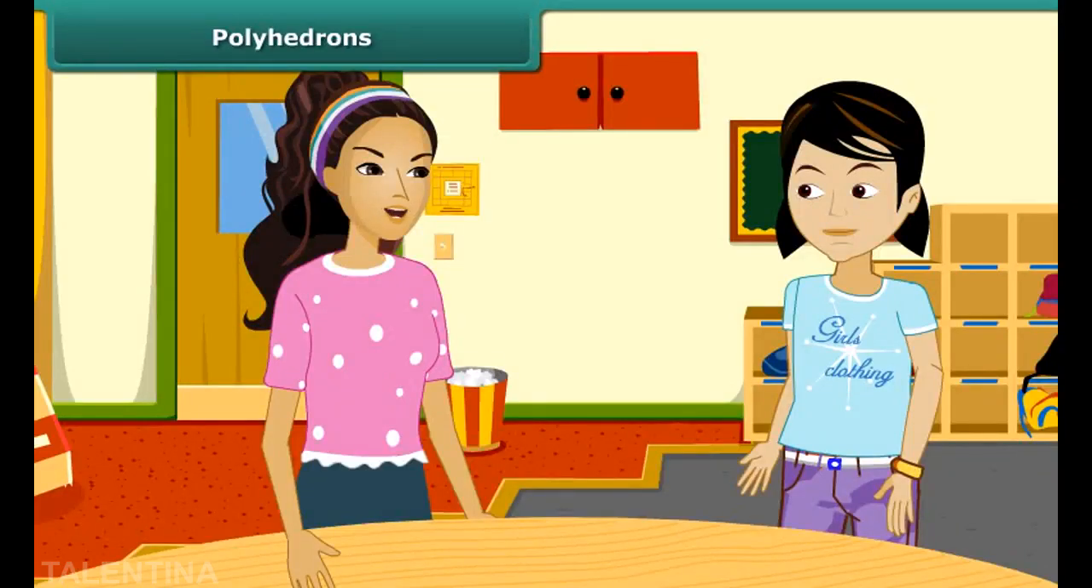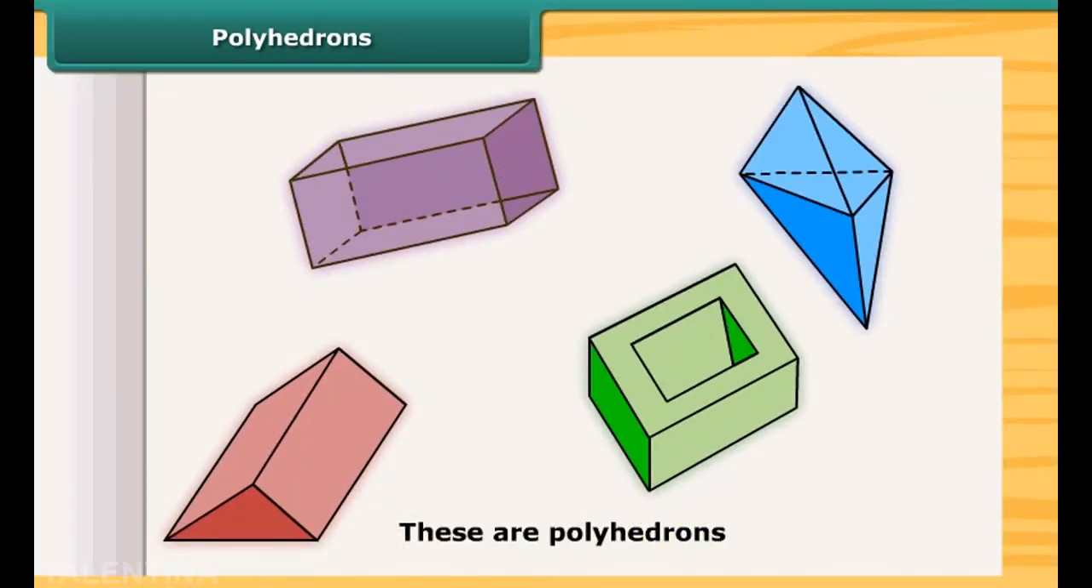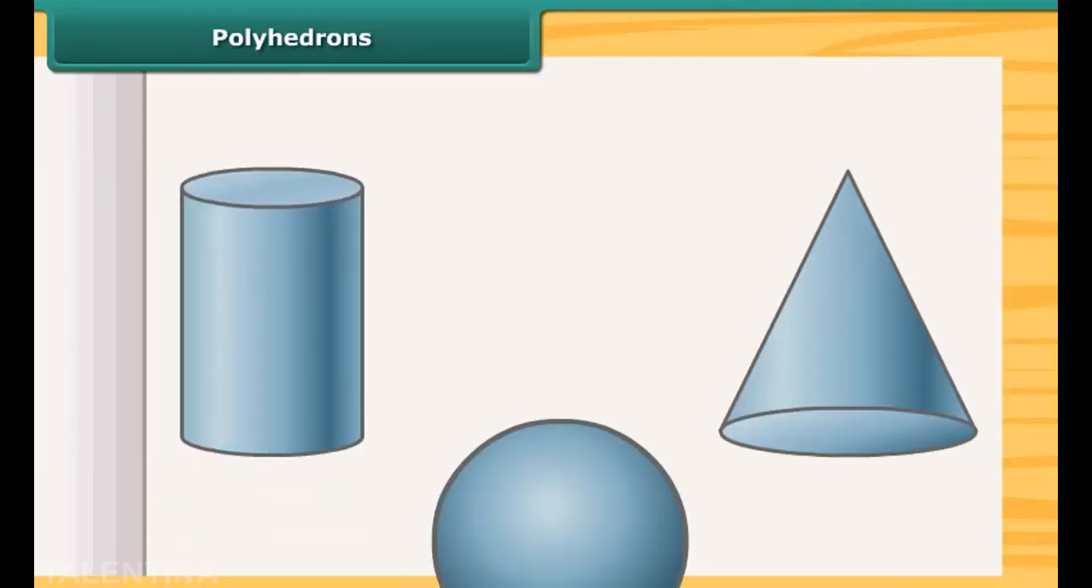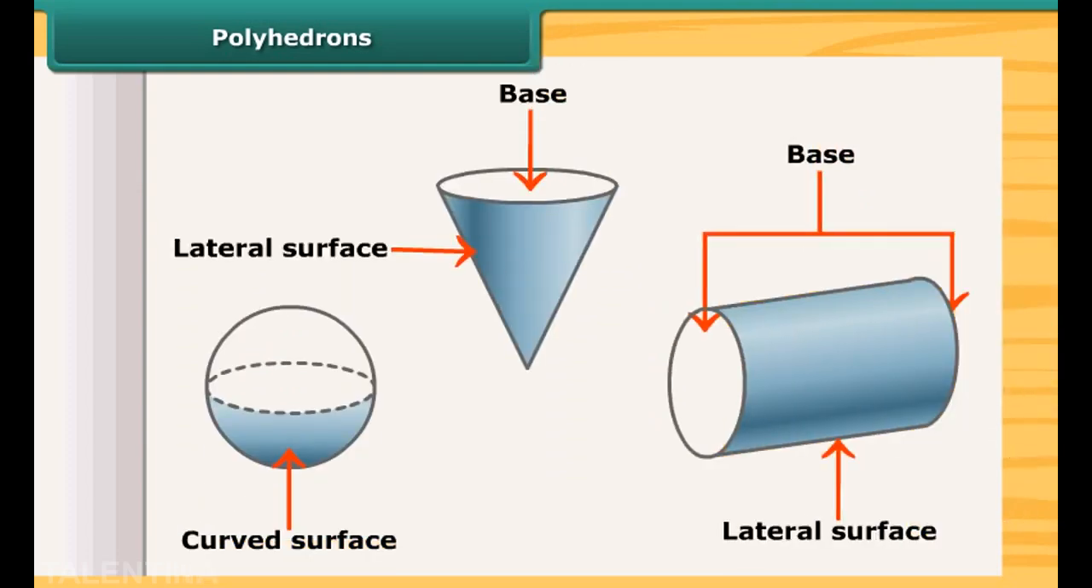Do you know what we call a solid having flat faces, edges and vertices? No. Those solids are called polyhedrons. These all solids are polyhedrons. Are these objects polyhedrons? No, these are not polyhedrons. You are right. These are not polyhedrons because they do not have flat faces.